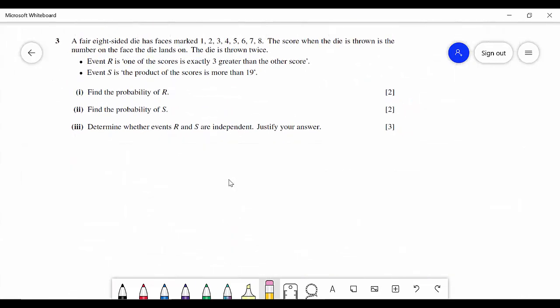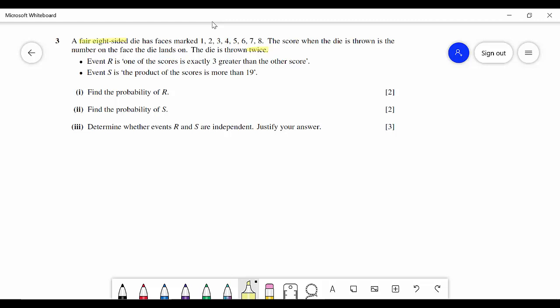Okay, so for question number 3, I have a fair 8-sided die, with the faces marked 1, 2, 3, 4, 5, 6, 7, 8. They are talking about the score. The score when the die is thrown is the number of the face the die lands on. Before that, you should know that the die is thrown twice. You have the definition for event R and also the definition for event S. From the question, they want you to find the probability for R, S, and whether R and S are independent or not.